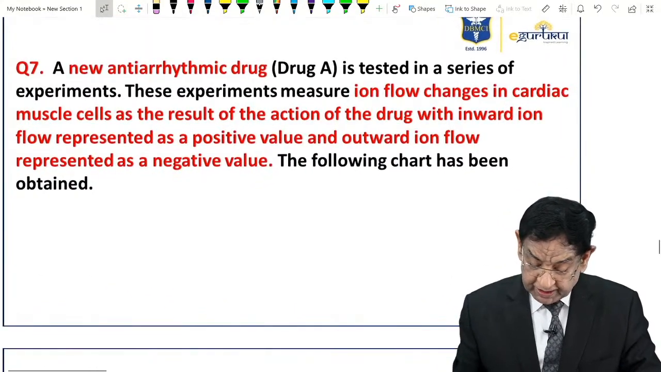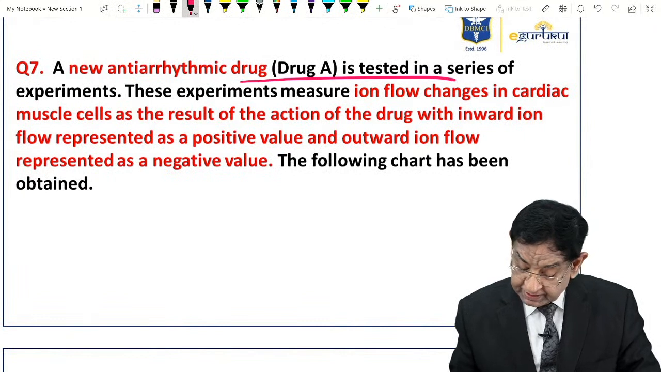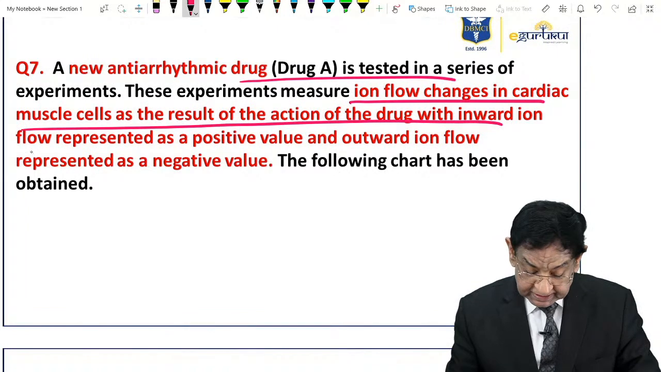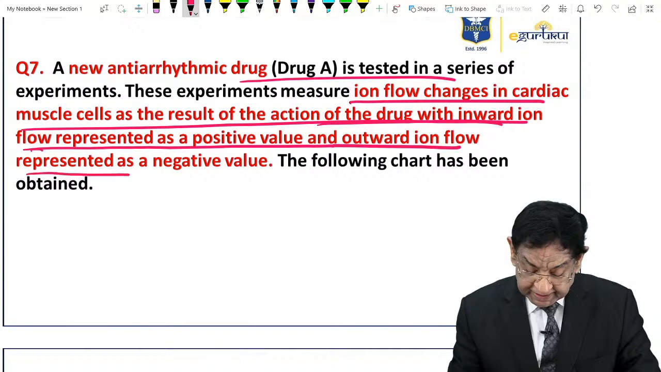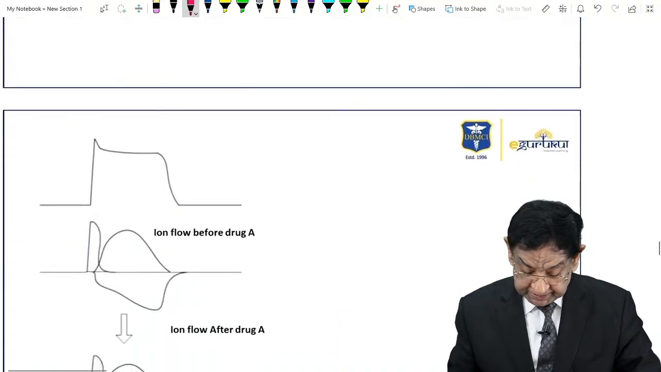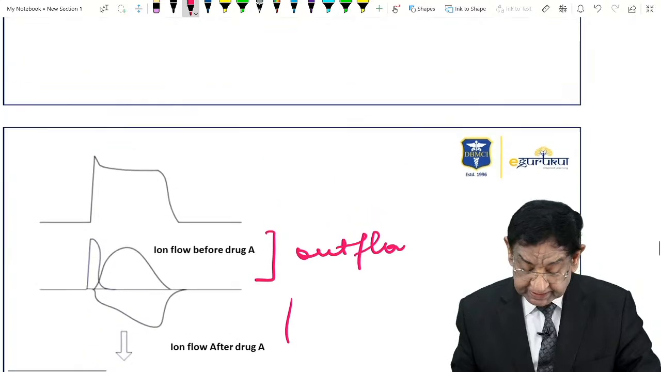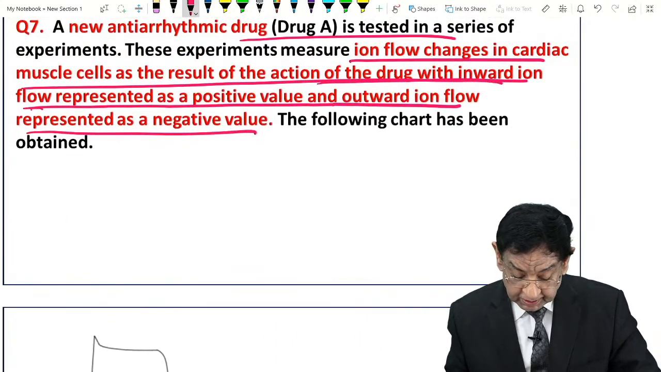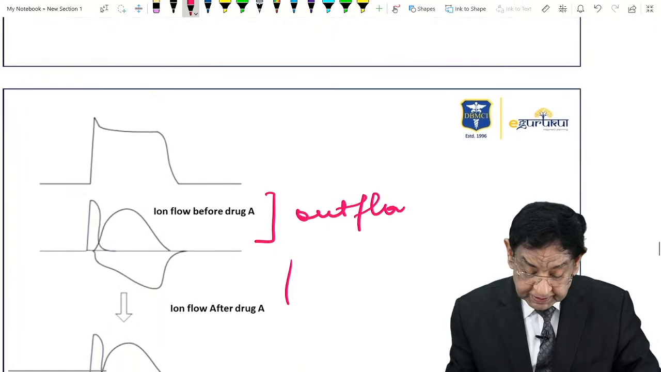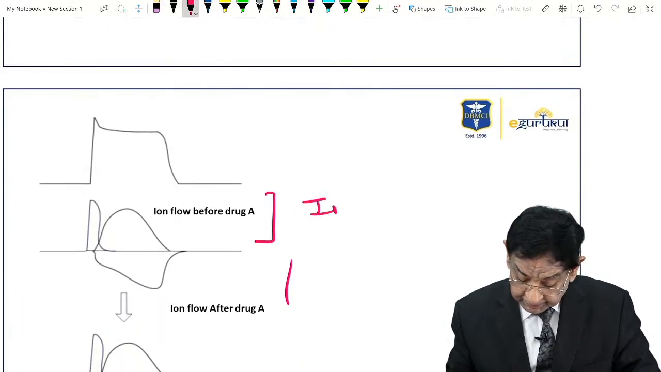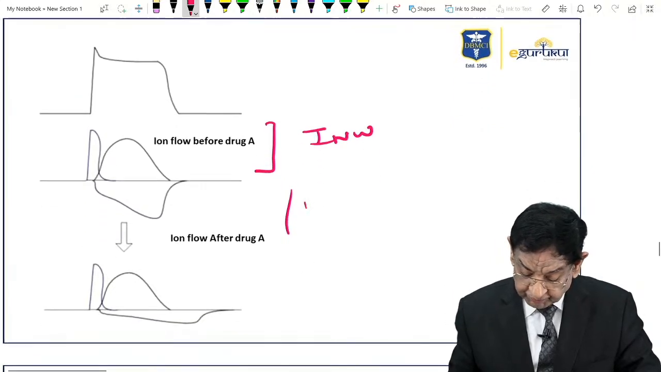Well, we got a new drug, drug A. It causes ion flow change in the cardiac muscle cell, and for the action of the drug, inward ion flow is represented by a positive value and outward flow by a negative value. That means this is outward flow, and this is inward flow, and this is outward flow.